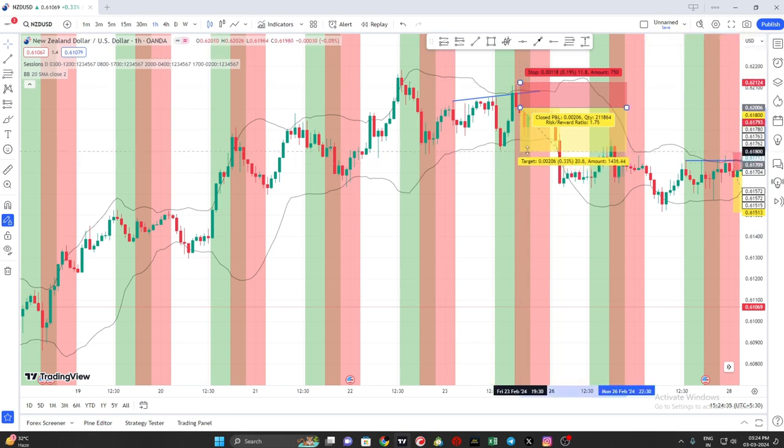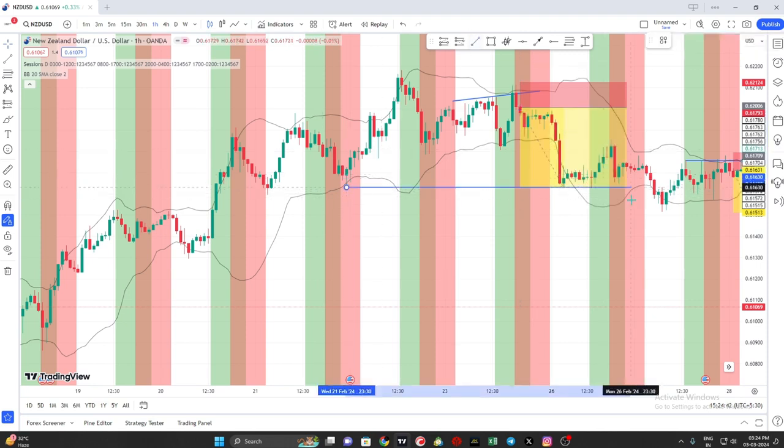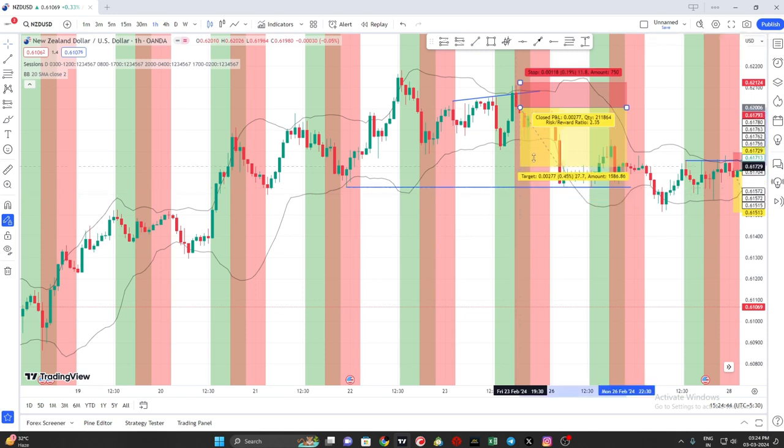and our target will be the recent swing low, or you can target the major ones, which are these. These are the major ones. All right. So you can target this, or you can target the recent low. So that depends on your risk structure.